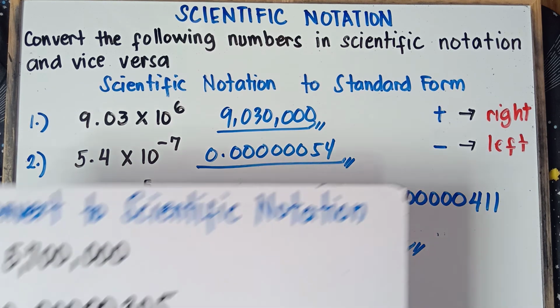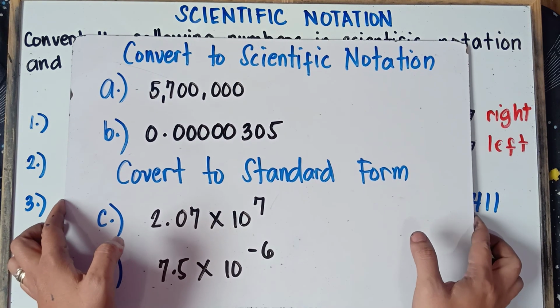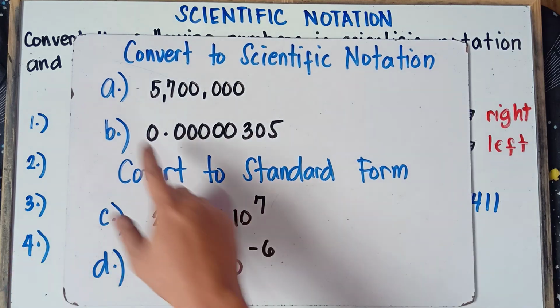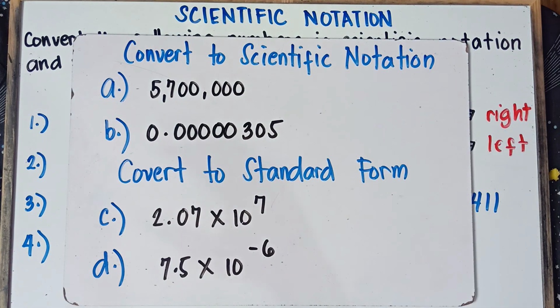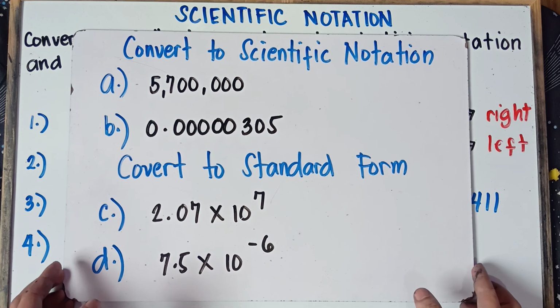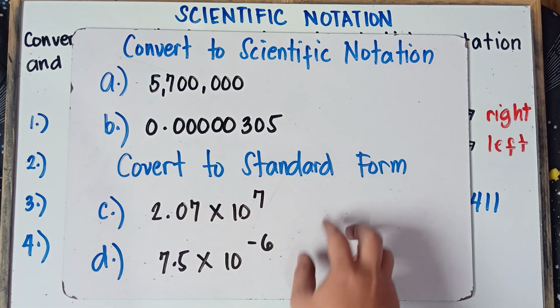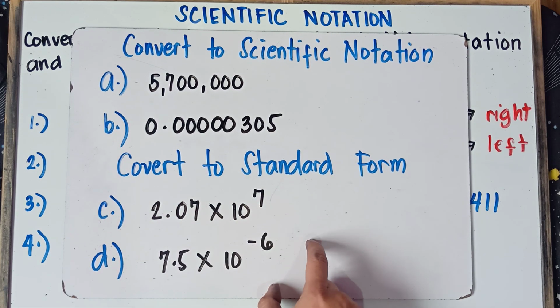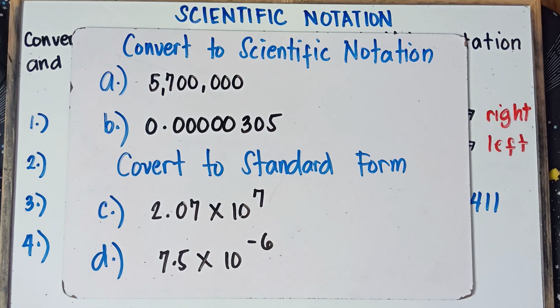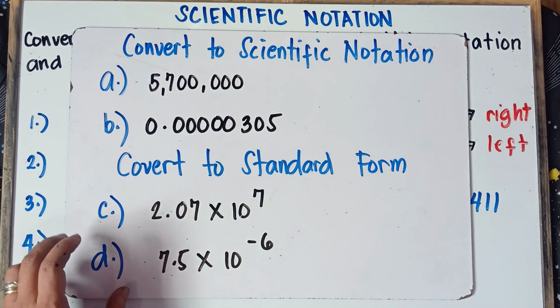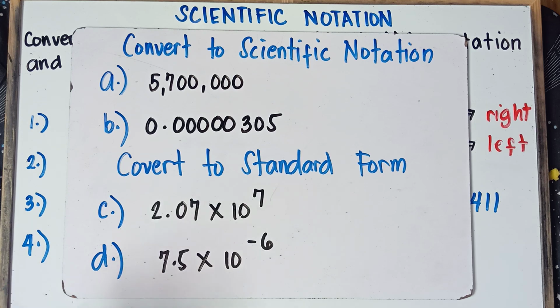Alright, so how about you try this one, class? Your activity: convert to scientific notation, this one, A and B, and then put your answer in the comment section down below. And then for C and D, convert this into standard form. We have given scientific notation, and then convert that into standard form. So you try to answer this one, class, and put your answer in the comment section down below. Let me check, class, if you really understand our topic.